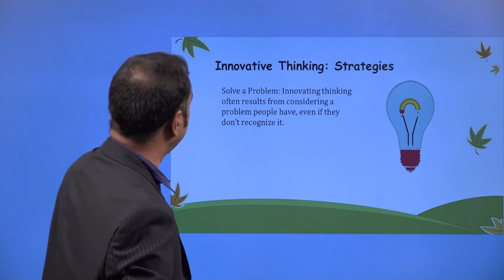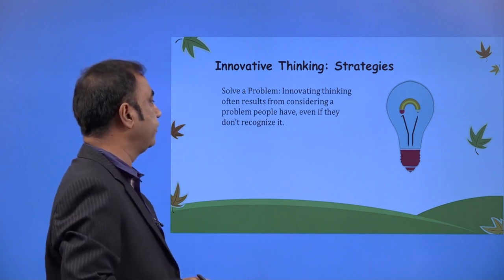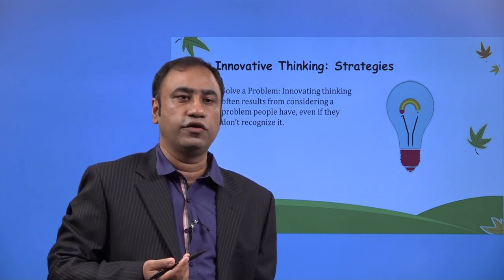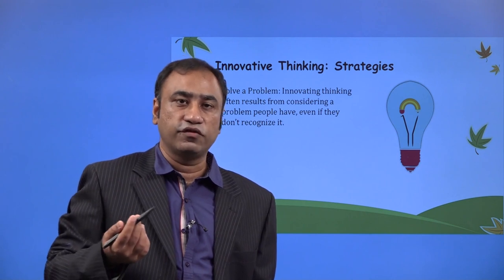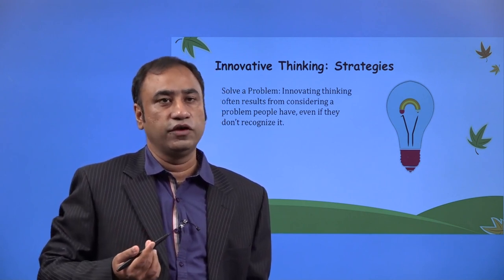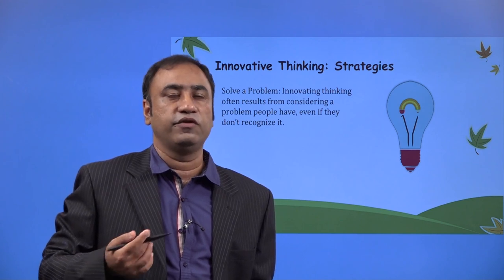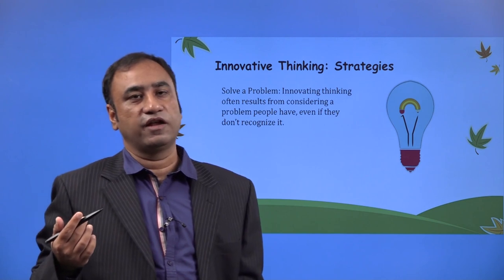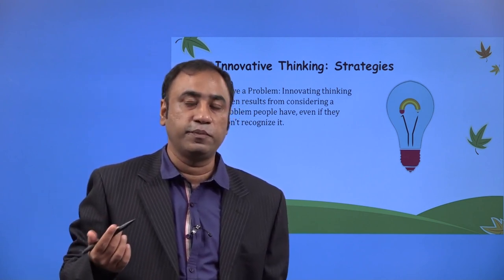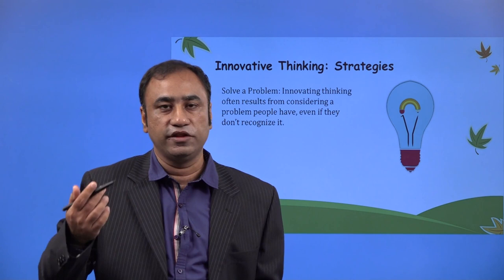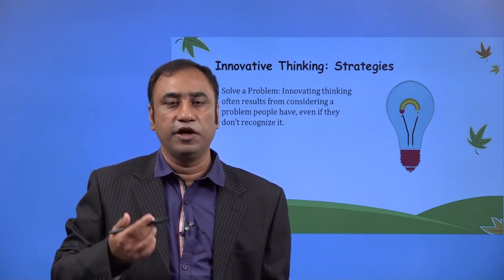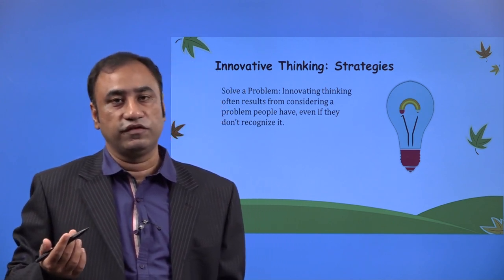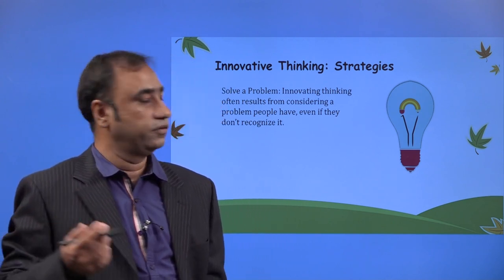Solve a problem. Innovative thinking often results from considering a problem people have, even if they don't recognize it. There might be some problems which we are not aware of now, but those problems also exist. So through innovative thinking, we become aware of those problems. When we start inquiring, questioning, doing deep interviews, and asking people a lot of different types of questions, when we peel the layer of why this, and peel it multiple times, then we understand that there are other problems also existing, which can be solved through innovative thinking.